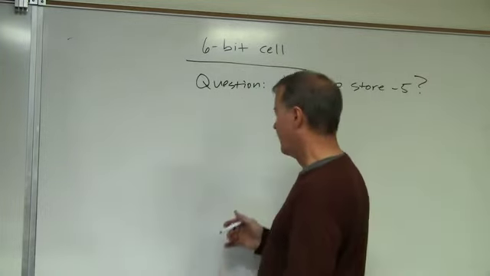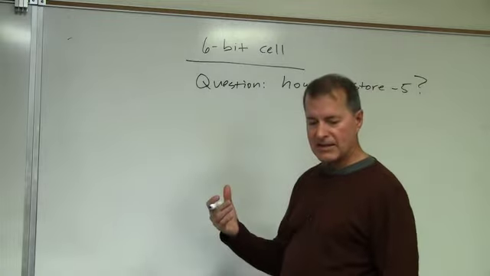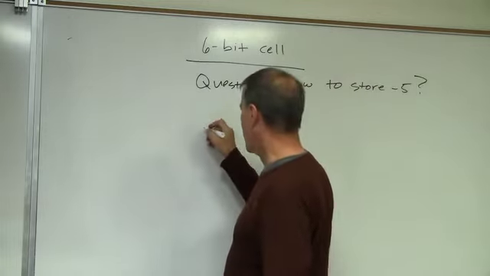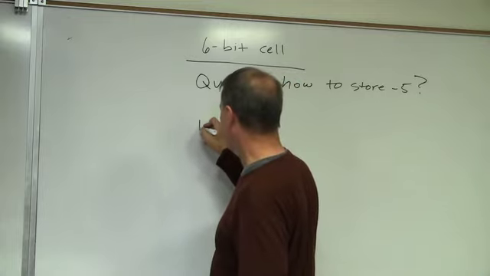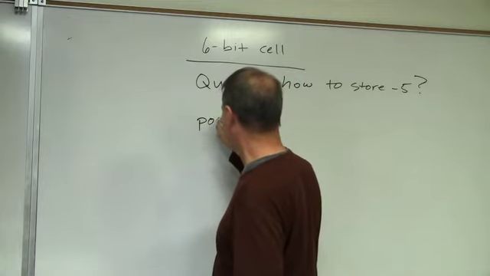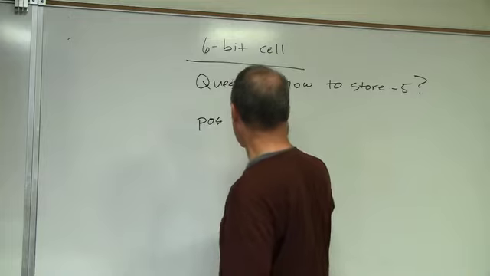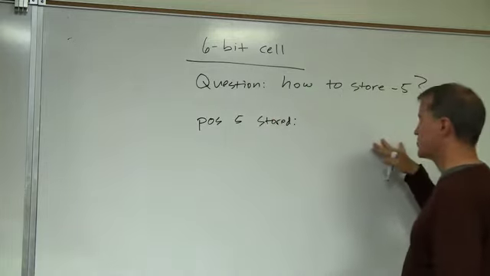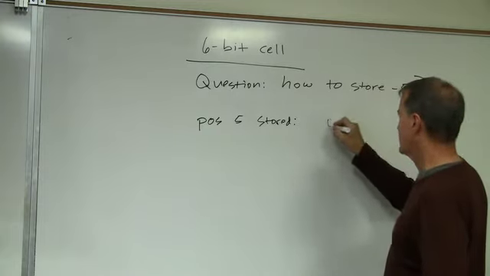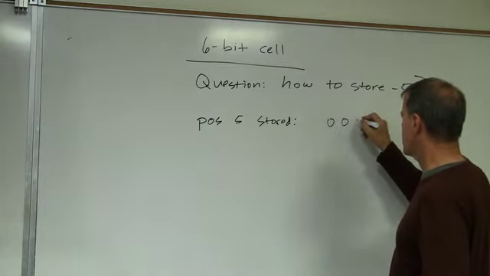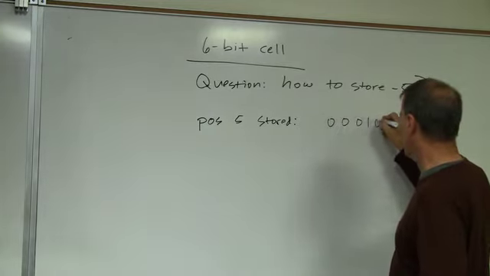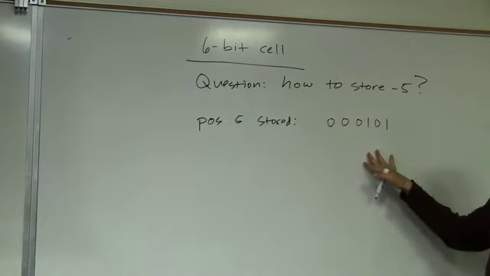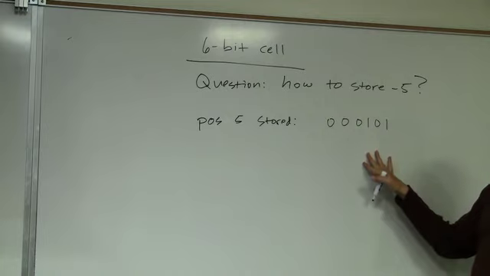Now, if I told you that we had a 6-bit cell and I said to store 5, how would you store 5? Positive 5 is 1, 0, 1. How would positive 5 be stored in a 6-bit cell? 0, 0, 0, 1, 0, 1. Does everybody see that that's how positive 5 would be stored in a 6-bit cell?